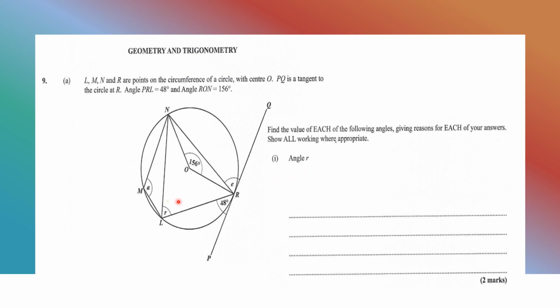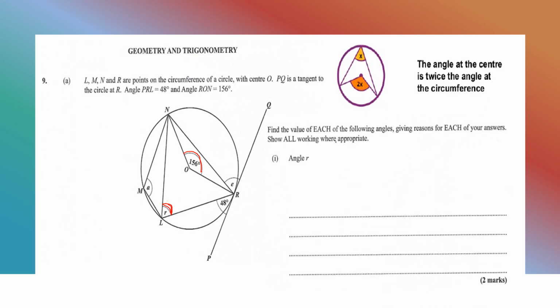Angle R. So that means they want to find here. They want to know the value of here. Now this is a pretty straightforward rule relating to circle theorem. The angle at the center here is twice the angle at the circumference. That's this rule here, as you can see. So that means it's going to be 156 divided by 2, which is equal to 78 degrees.